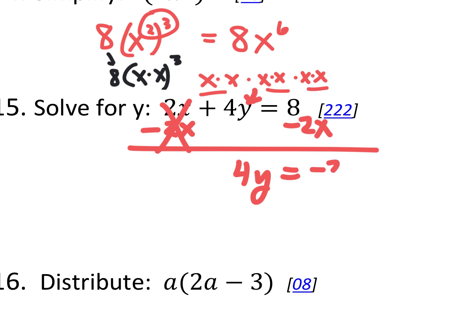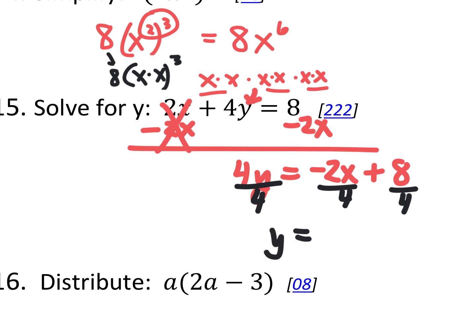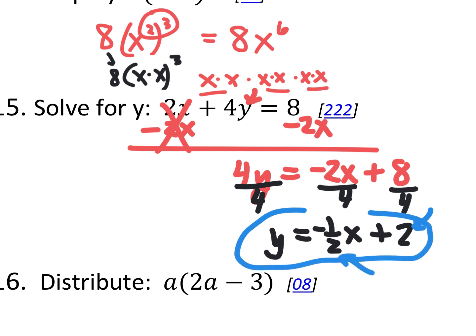Always put the variable first. This is standard form to put the variable first. Now I'm going to divide everything by 4. And my y is alone. I have solved for y. I'm going to simplify this to negative 1/2 x. That's important that you understand that negative 2x over 4 would simplify to negative 1/2 x. Plus 8 divided by 4 is 2. And now I've got my y-intercept, and I've got my slope. That's one of many reasons that you'd want to solve for y. That's how you do it.